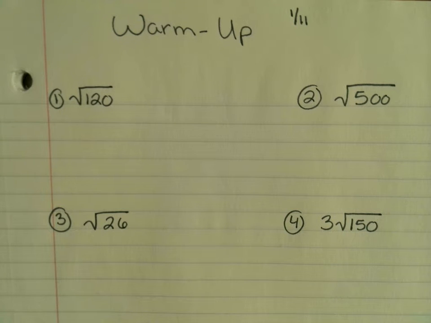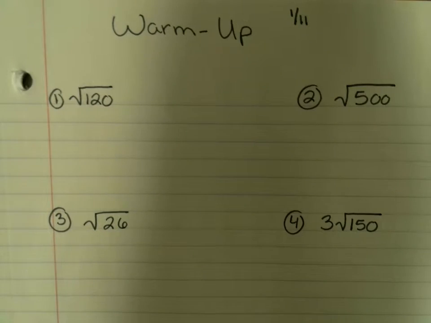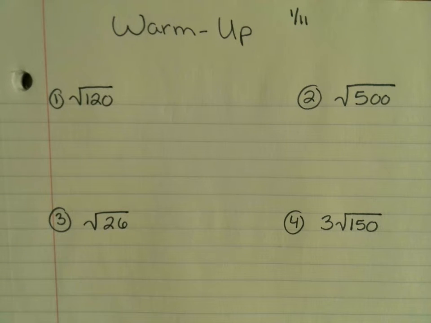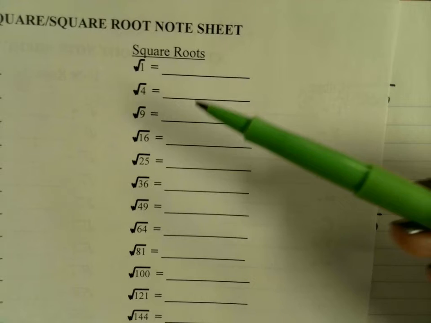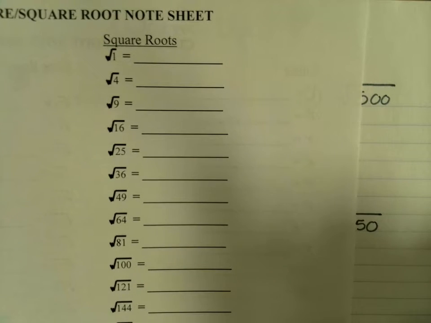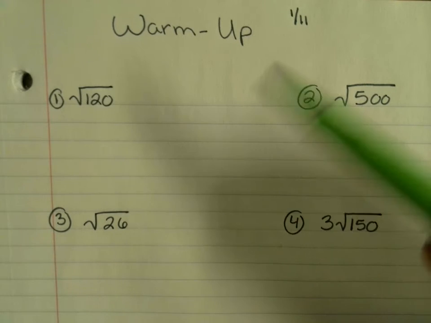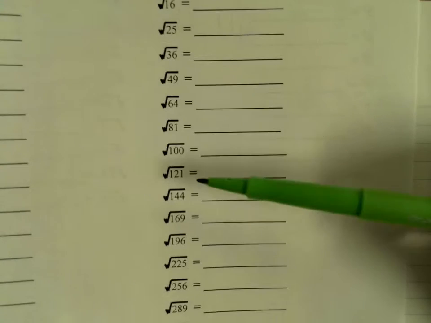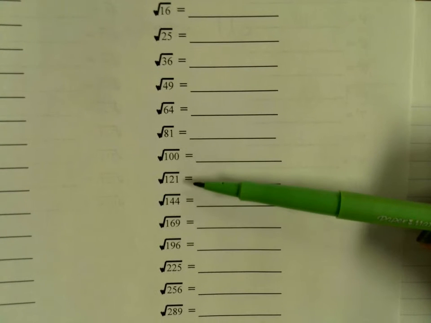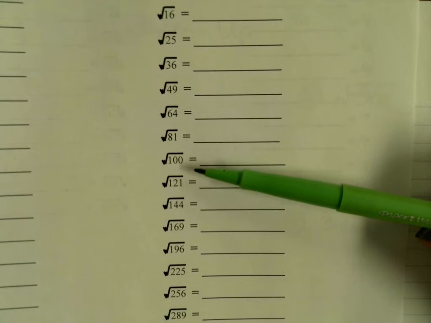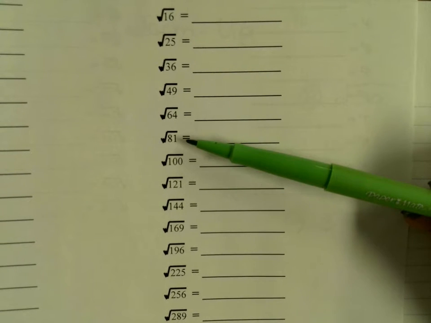The warm-up. For problem number 1, we have the square root of 120. Remember, you can have this paper out for the meantime while you're doing your assignments to look through to identify the largest square root that can go into 120. The best thing you can do is start backwards. Obviously it can't be 121, it's not a factor. 100's too big, 81's too big, 64 is even too big.